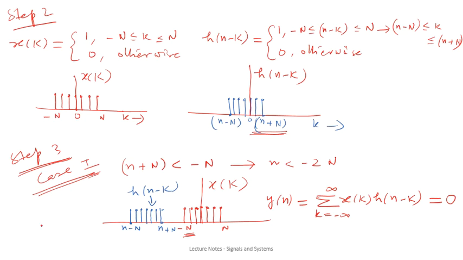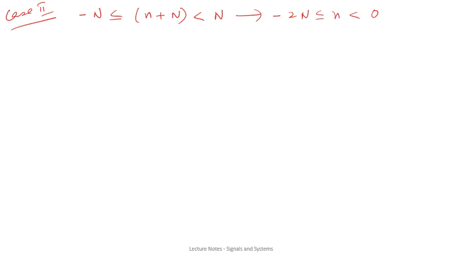Now come to the second case. In case 2, again you have to draw the waveforms for x[k] and h[n minus k] for this particular case. So you first draw it for x[k].